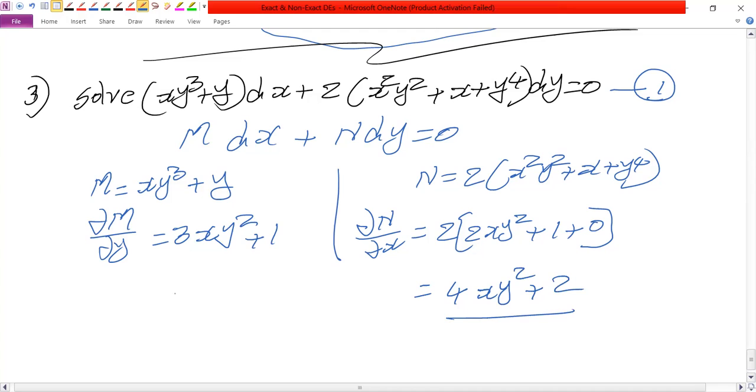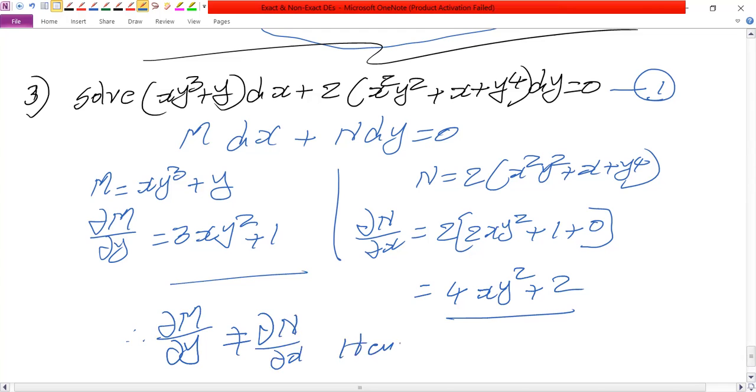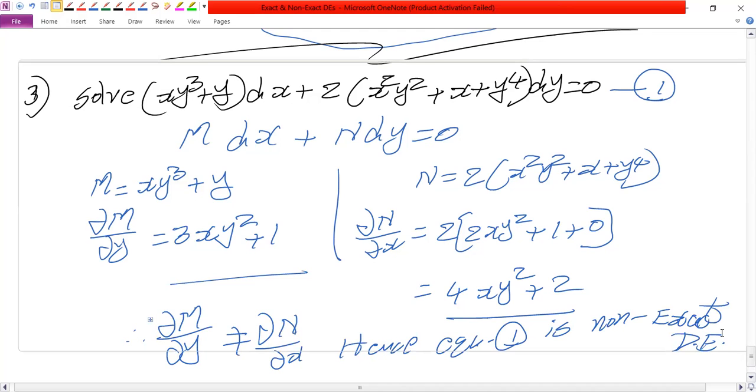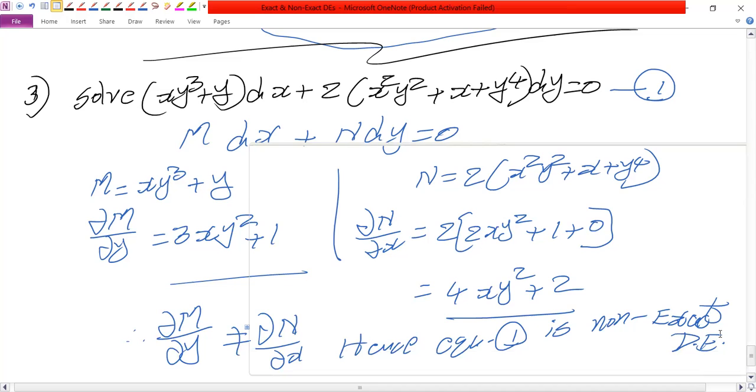Check whether these two values are the same. No, not equal. Therefore dou M by dou y is not equal to dou N by dou x. Hence equation 1 is non-exact. If it is non-exact, then we have to convert it into exact. For converting it into exact, we have to use an integrating factor, a function phi of x comma y, as in the definition I mentioned. So that integrating factor we need to find.